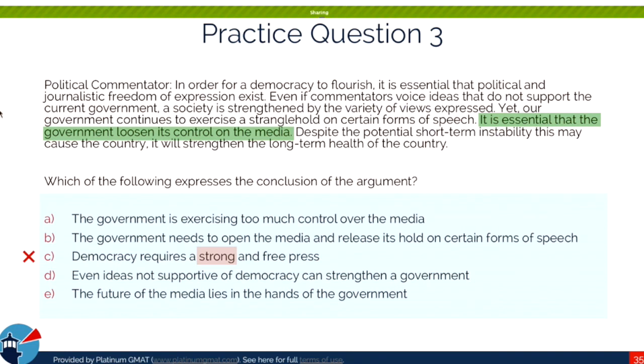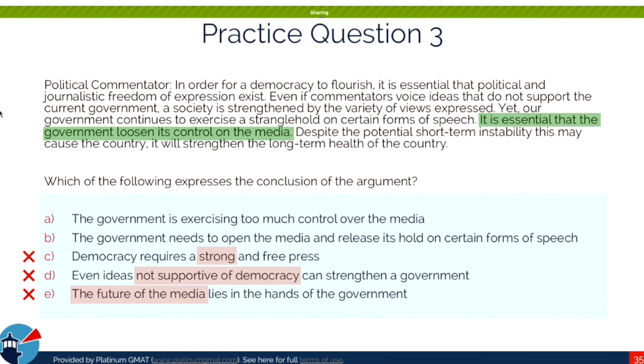And on to answer choice D, we see even ideas not supportive of democracy can strengthen a government. Well, what they did there is they created a trap for you because in the passage, it's not saying not supportive of democracy. The passage says not supportive of the current government. So they've flipped it on you. So because of that, I'm going to eliminate this one. And answer choice E, the future of media lies in the hands of the government. Well, we don't know anything about the future of media from this passage, so I'm going to eliminate this one also. The future of media does not make sense from this passage.